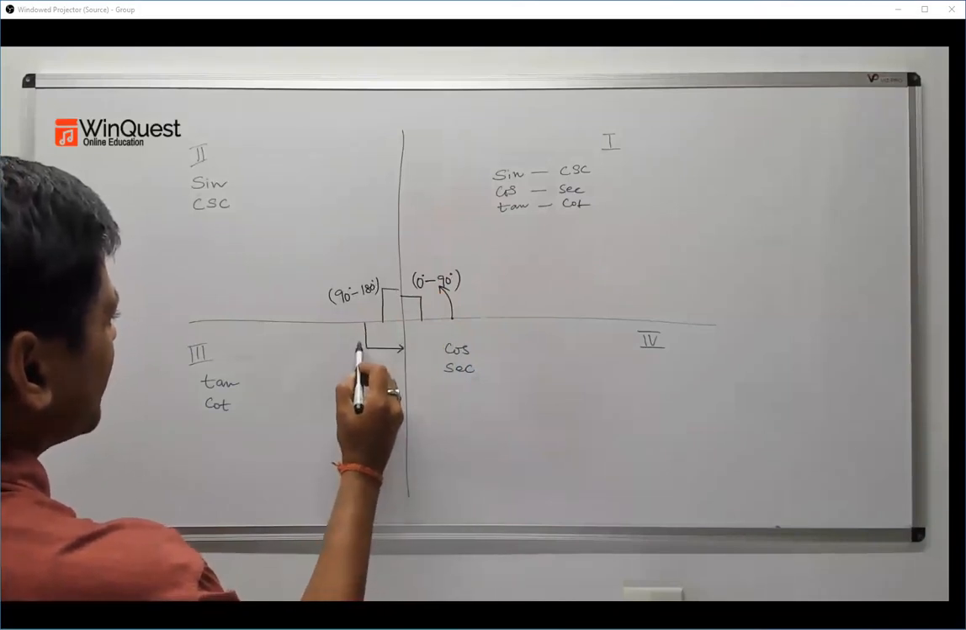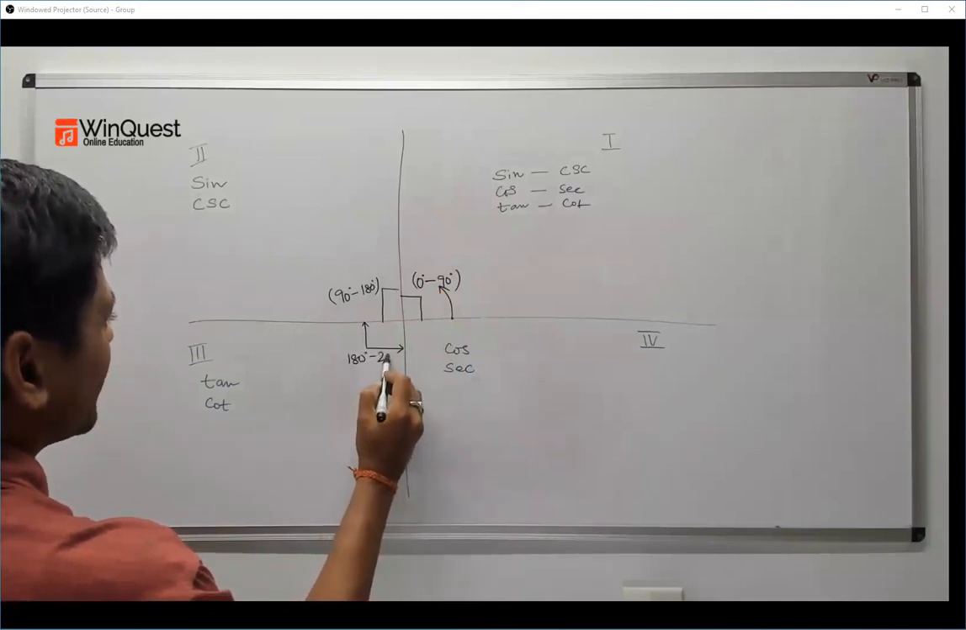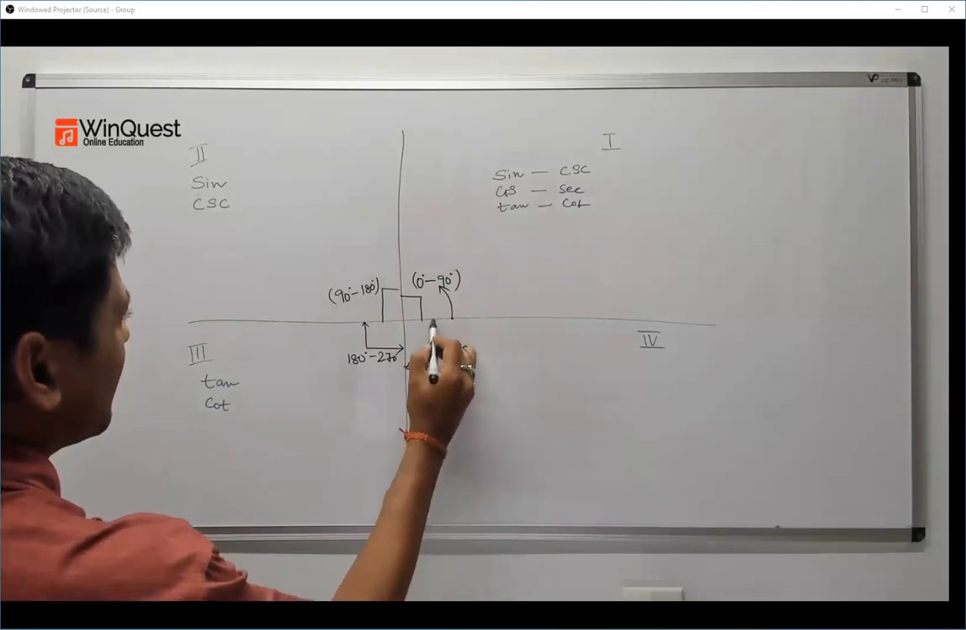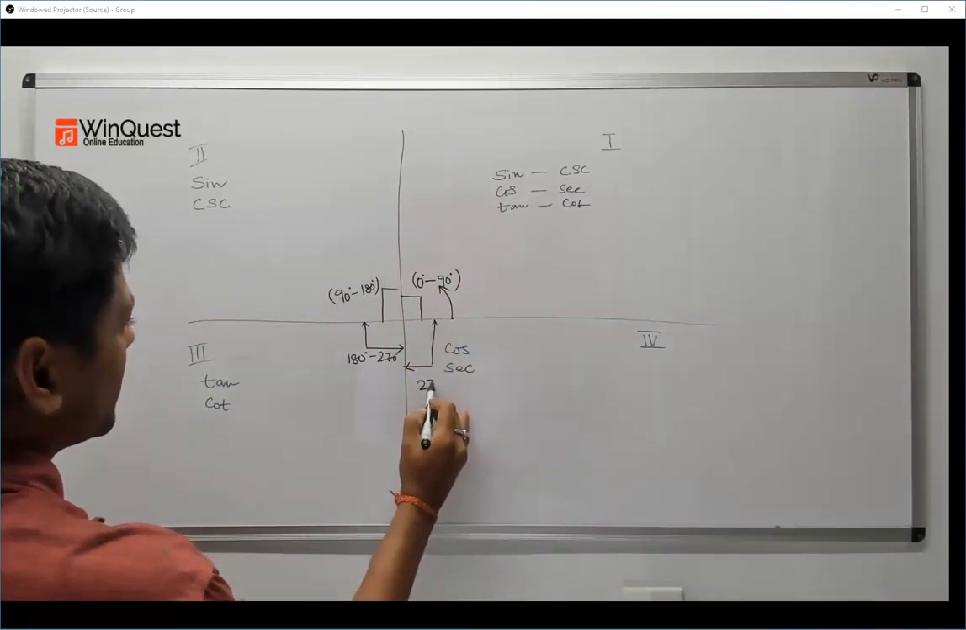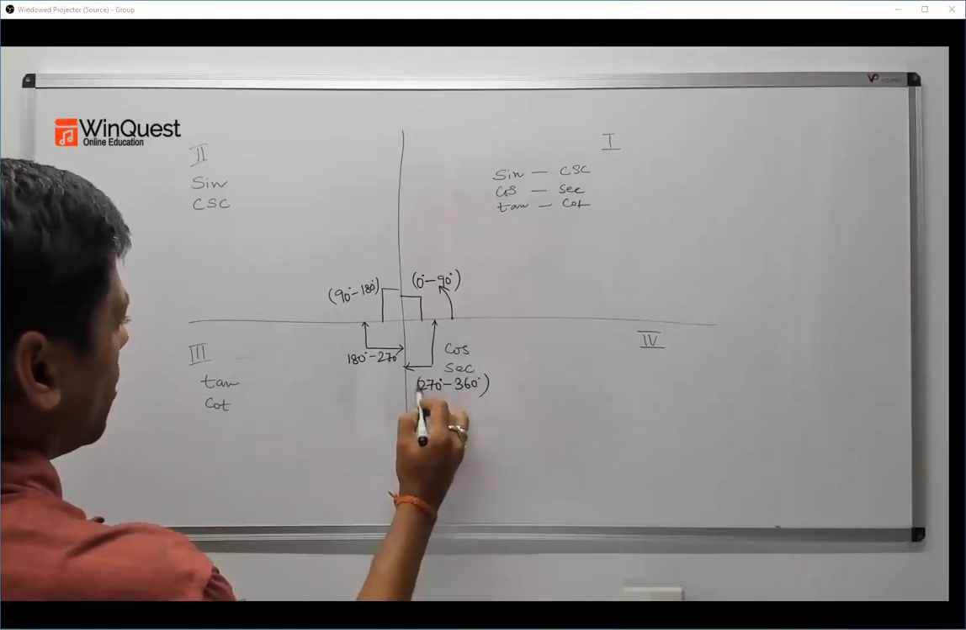This is from here to here. This is 180 degrees to 270 degrees. And this is 270 degrees to 360 degrees.